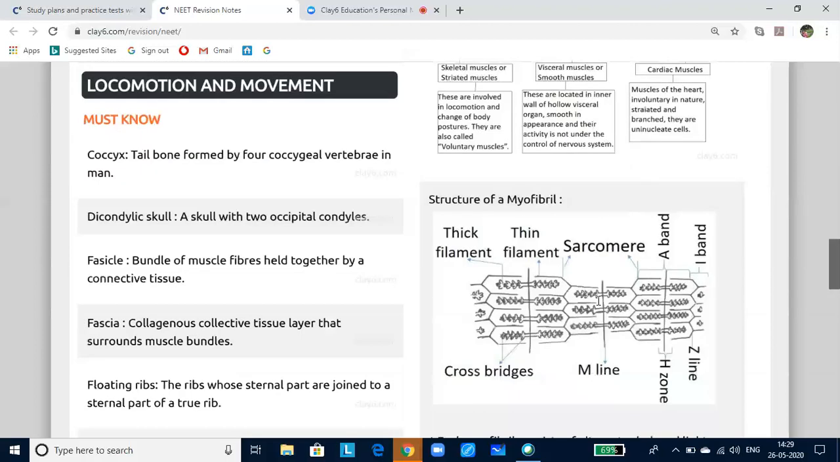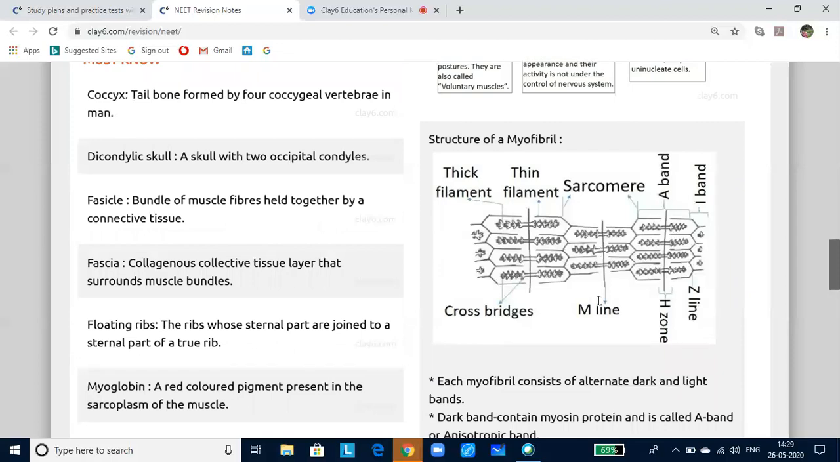Now let us look at the structure of a myofibril. Skeletal muscle is made up of a number of muscle bundles or fascicles held together by a connective tissue layer called the fascia. Each muscle fiber is lined by sarcolemma enclosing the sarcoplasm. A large number of filaments are parallelly arranged, called myofilaments or myofibrils. Each myofibril has alternate light and dark bands on it. The light bands contain actin and are called I band or isotropic band, whereas the dark band called A band or anisotropic band contains myosin.